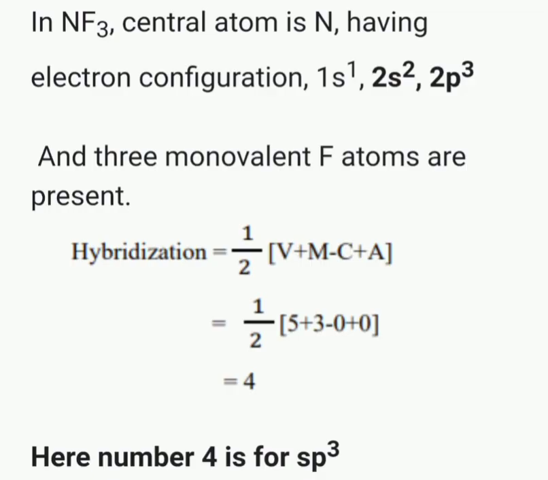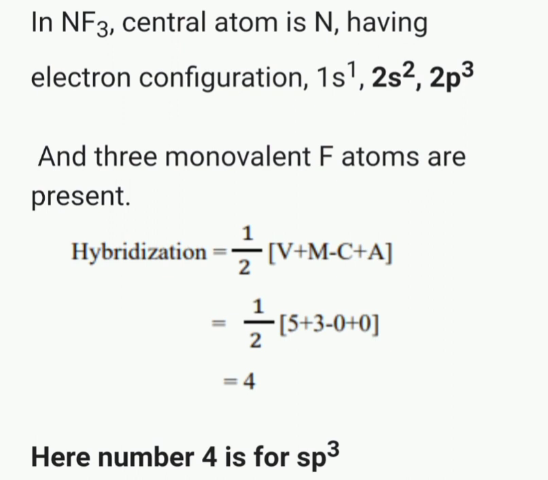For this, you should know the hybridization formula, that is equal to 1 by 2 bracket V plus M minus C plus A, where V stands for the valence electrons, M stands for the number of monovalent atoms, C stands for the charge on cation, and A stands for the charge on anion.